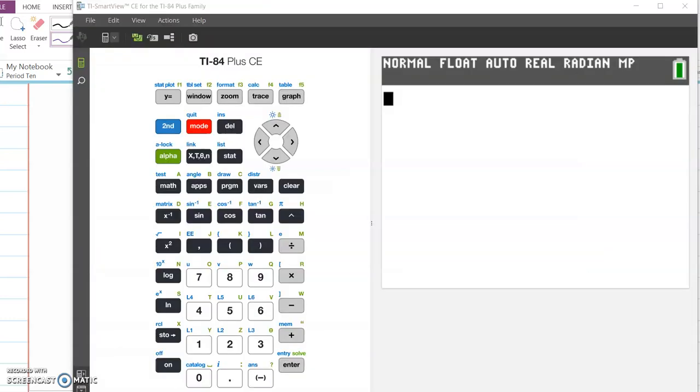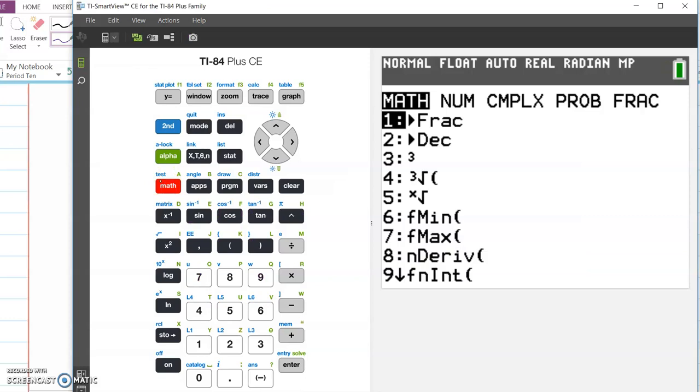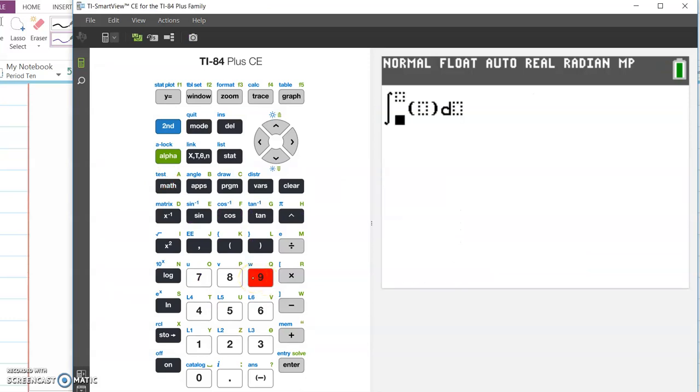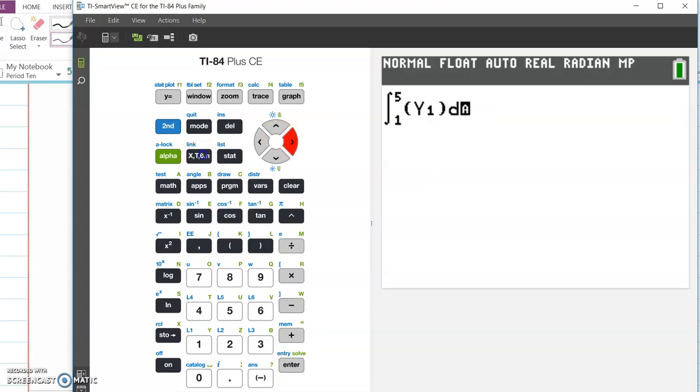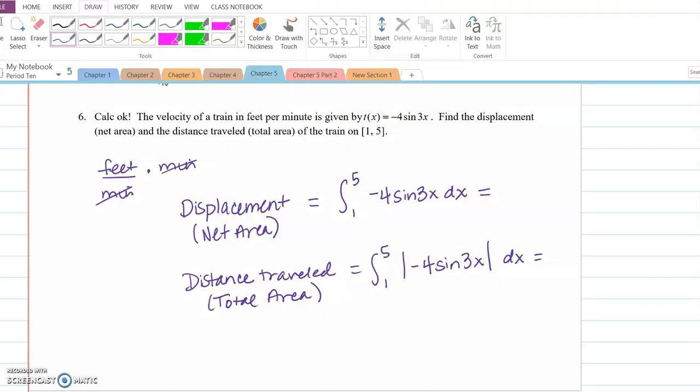Okay, so on our home screen, we're going to do math. Number 9 is the integral. It says FNINT, so function integration. We're integrating from 1 to 5. And we put our function into y1, so I just have to have y1 show up right here. So we go vars, y vars, function, y1, dx. Enter. You could also type in right here the -4 sine of 3x, but you've already done it in y1. This saves just a little bit of time. So 0.31 feet.